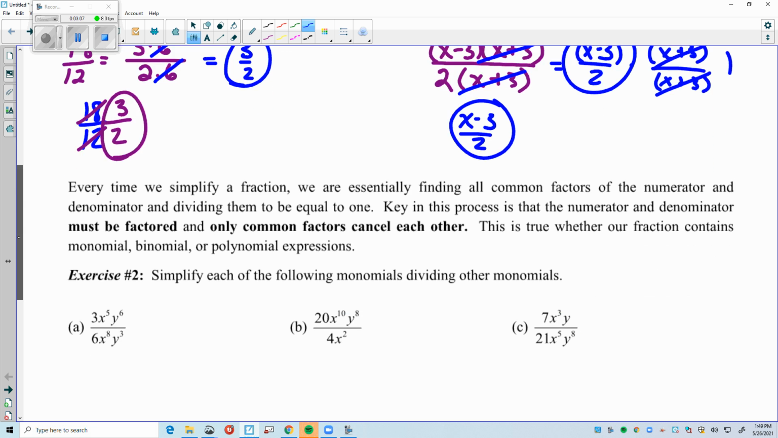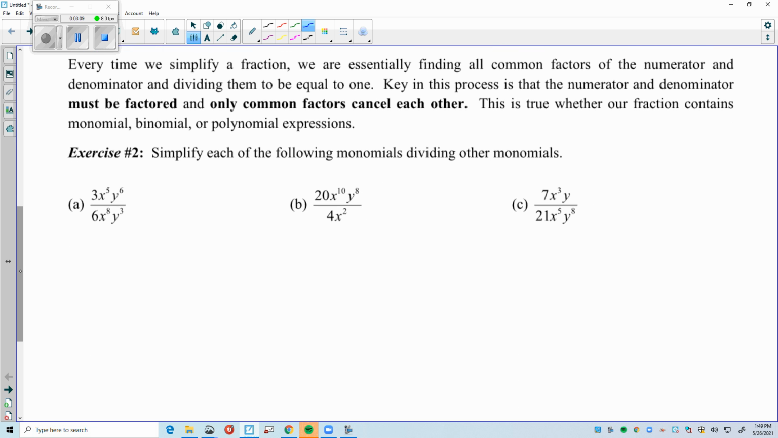Okay, so every time we simplify a fraction, we're basically finding all of its common factors in the numerator and denominator and dividing them to be 1. That's the key idea here. Okay. The numerator and the denominator must be factored, and only common factors will cancel each other out. Only common factors will reduce out to a value of 1. So whether it's a monomial, a binomial, a trinomial, it doesn't matter. Every time we do this, it's the same idea.